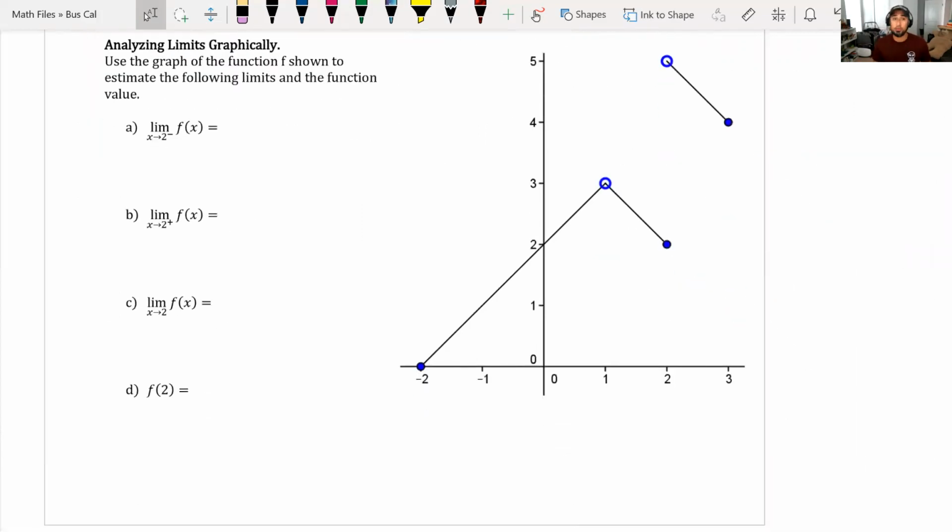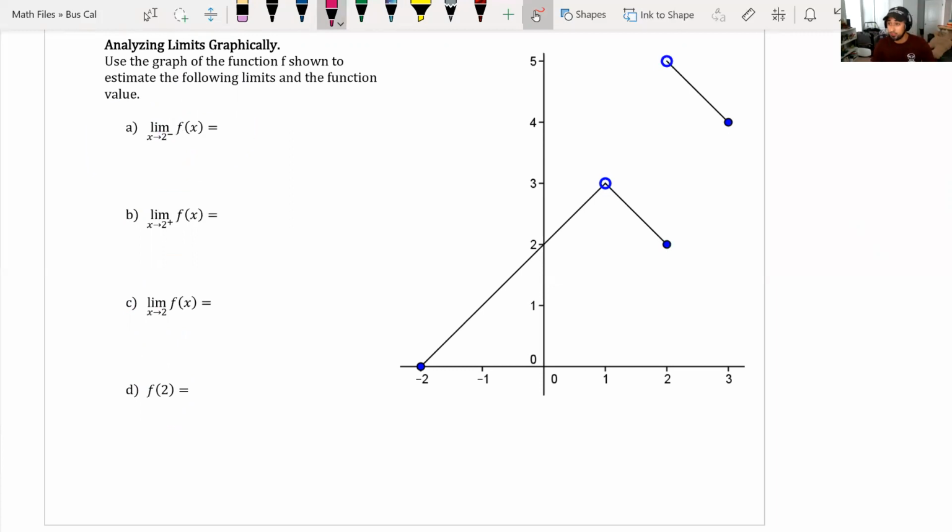so our next example is to analyze a limit graphically. So we are given the graph, and we want to analyze this limit at a specific number. So for all these examples, it's asking us to analyze the limit at 2, when x is 2. So first up is, what is the limit of f of x as x approaches 2 from the left? Remember that little minus sign means from the left.